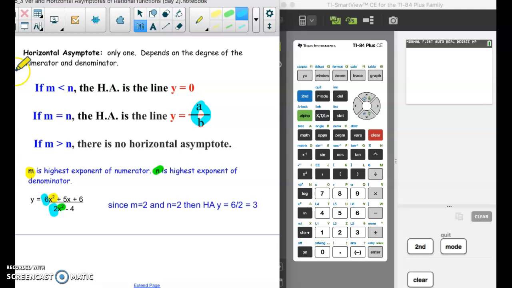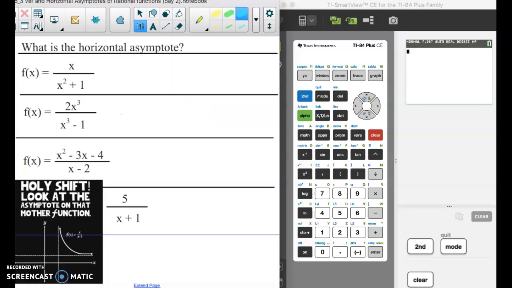So we're just going to be looking at the exponents and then deciding which rule to use. A and b are the numbers out front. M and n are the exponents, so keep those separated.